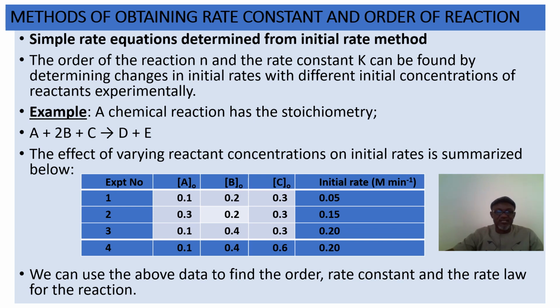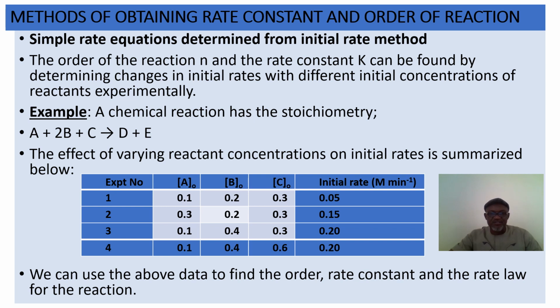So we're going to use an example. A chemical reaction has a stoichiometry A plus 2B plus C giving D plus E. The effect of varying reactant concentrations on initial rate is summarized below. Look at the table. We have experiments 1, 2, 3, 4.